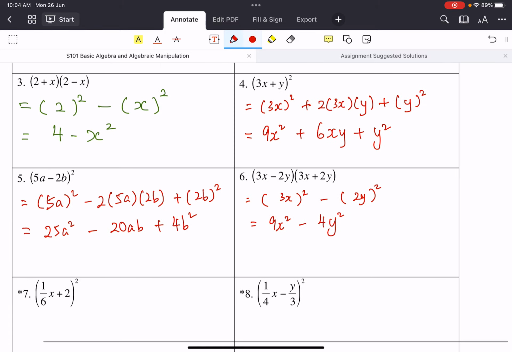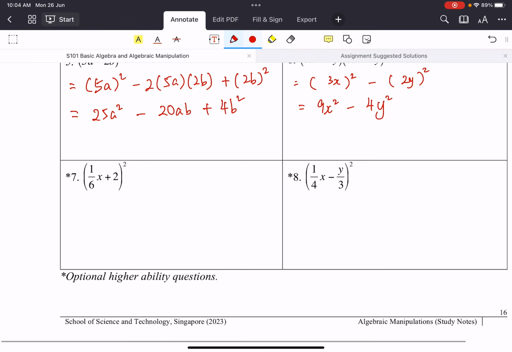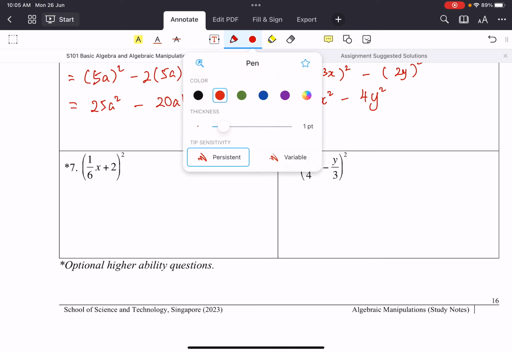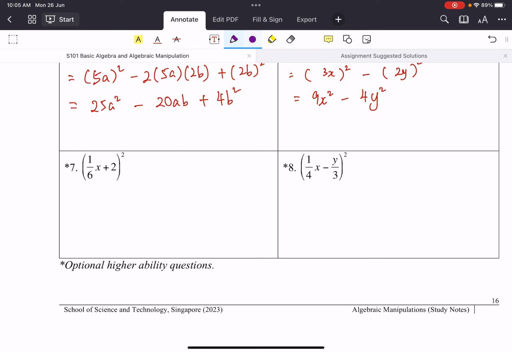Okay, now the final two examples we have here. What's the situation? Fractions, right? This is just an example to show you that regardless of whether it's fractions or good old regular algebraic terms, they all follow the same structure. There is no difference. So again, what I will do here, I will rewrite this as (x over 6 plus 2) squared, so that's clearer. I like it in this format.